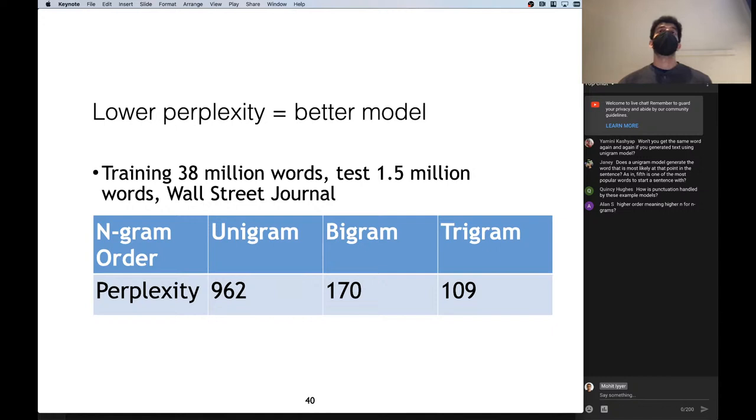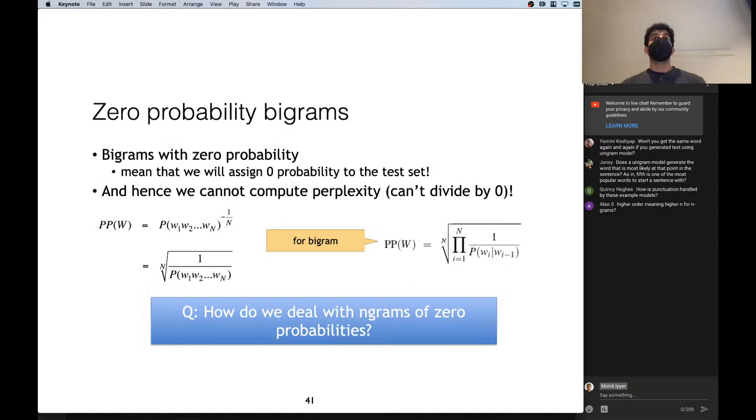Okay, so at this point, we've covered evaluation, but we still haven't covered the issue that someone raised about what happens when we have a zero count for a particular bigram that occurs in the test set. Remember that if we are computing the probability of a test sequence, any bigram in that test sequence that has zero probability under our language model will make the entire probability of that sentence zero, right? Because it's a product of the conditional probabilities.